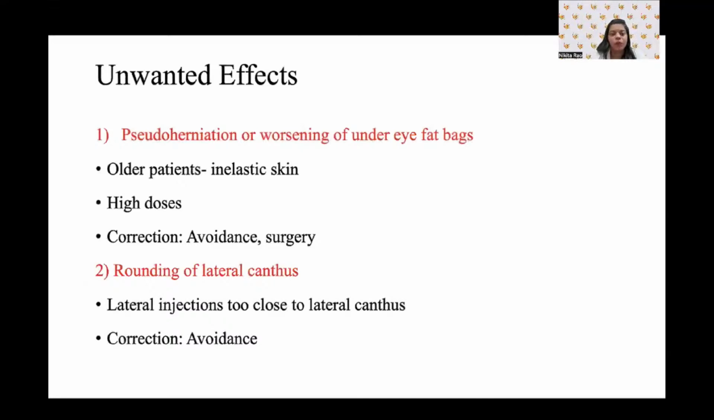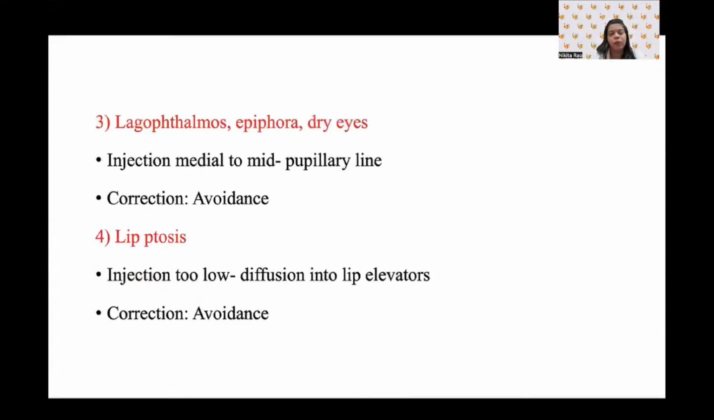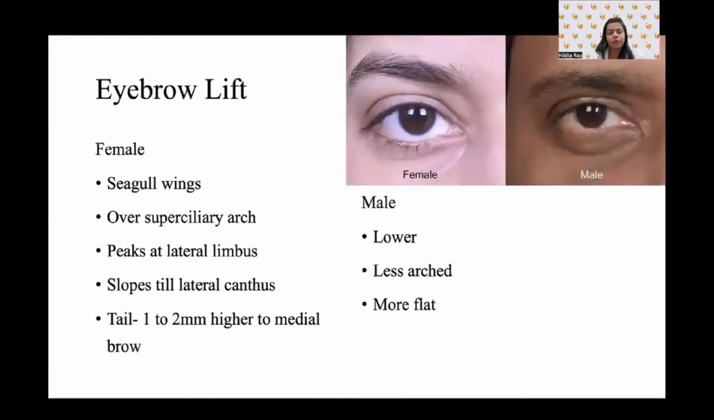Unwanted effects can be pseudoherniation or worsening of the under eye fat bags, usually seen in older patients with inelastic skin or if high doses are given. Rounding of the lateral canthus can occur due to a lateral injection too close to the lateral canthus. Lagophthalmos, epiphora and dry eyes can occur due to injection medial to the mid-pupillary line. Lip ptosis can occur if the injections are too low, due to diffusion into the lip elevators.